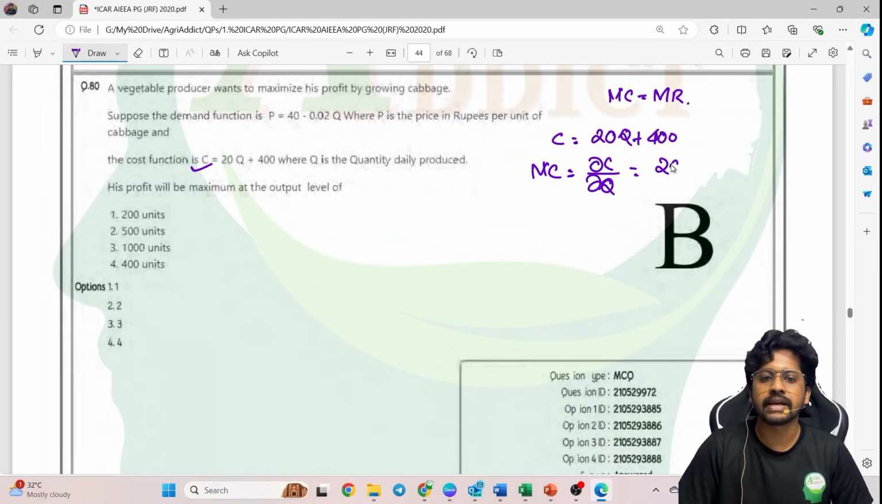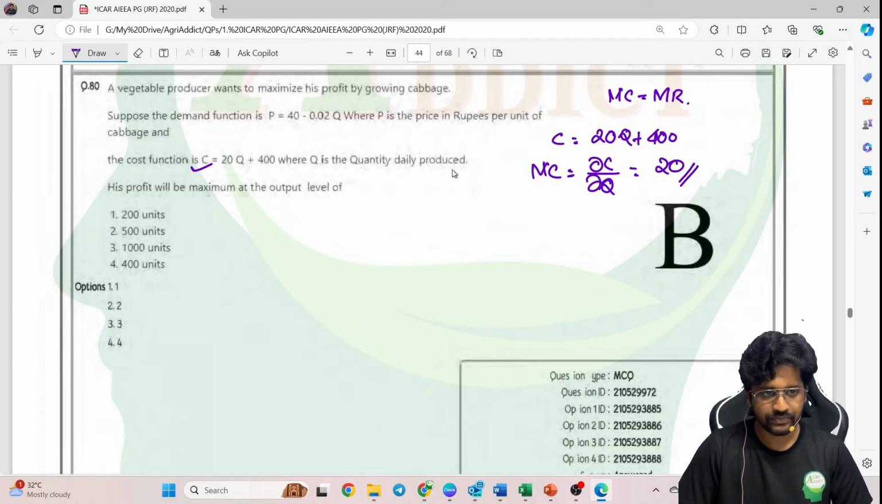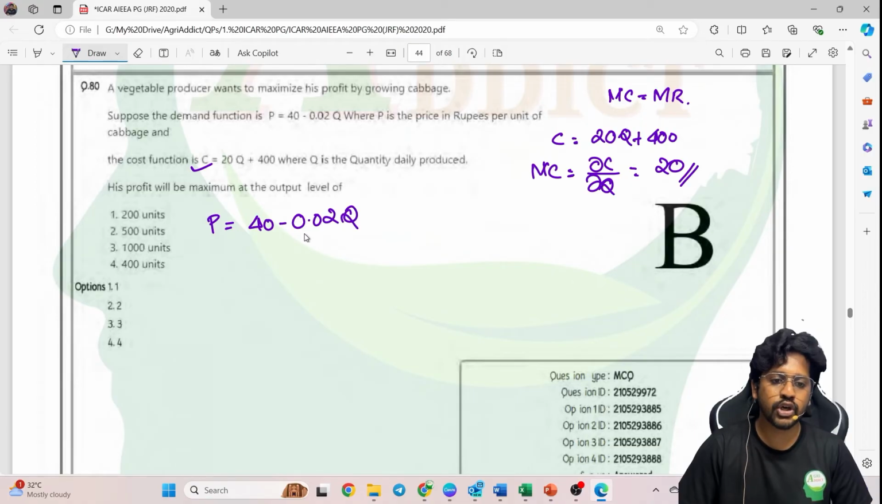So therefore we will be getting marginal cost as 20 rupees. So we got the marginal cost already. How to find the marginal revenue? We have been given the demand function, right? So therefore price is given as 40 minus 0.02 Q.